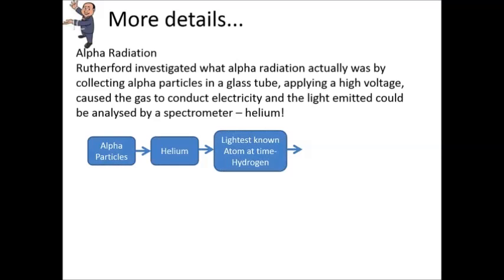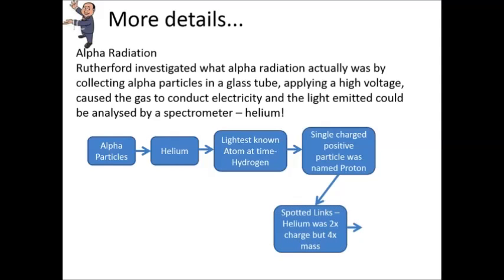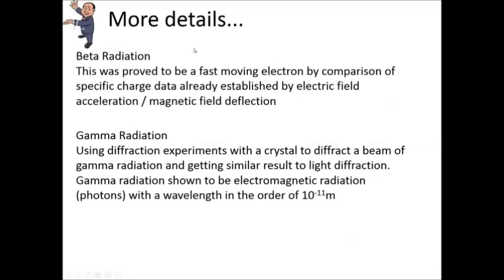So, a little bit of a story here. We've got the alpha particles. Once we found out they were helium, this was different to hydrogen, the lightest known atom at the time. Hydrogen was a single positively charged particle, and this was afterwards named the proton. Helium was different because it had twice the charge but 4 times the mass. So the idea is that it's got 2 protons, but as we mentioned in an earlier video, it had 4 times the mass, and from this the neutron was predicted and later established. We mentioned that back in the first video in this little series on radioactivity.